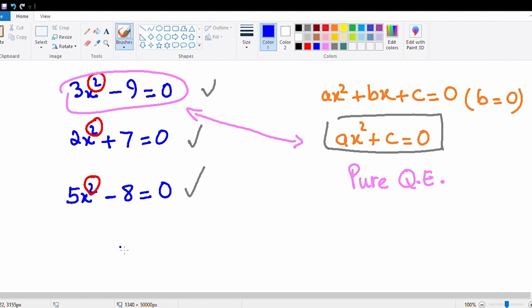Now, say you have something like x squared plus 6x equals 0. What about now? Does this have another name? Well, it doesn't really have another name, but you can still tell that it's a quadratic equation because there's an x squared. Yes, there is no constant, but there's no other name for that. We don't have a separate name for everything, you know. So x squared plus 6x equals 0 is another quadratic equation.